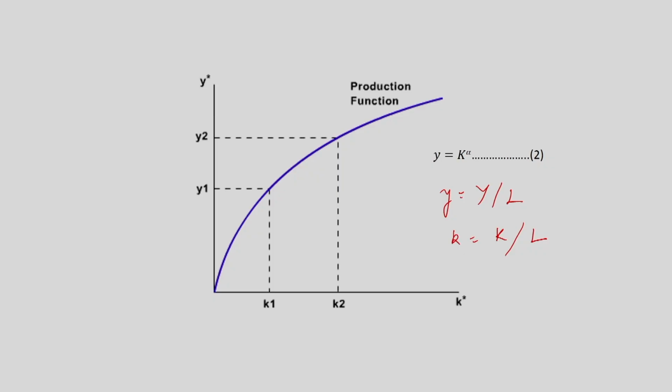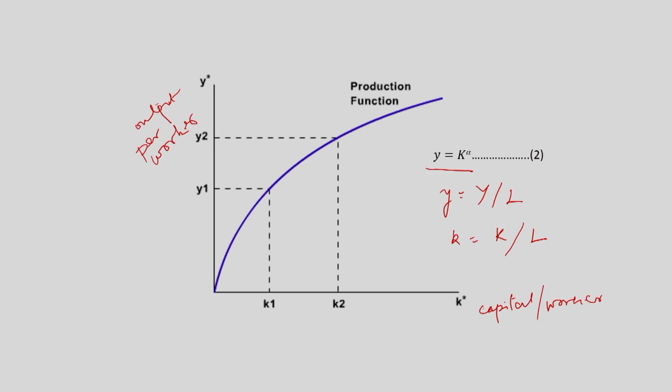So this can be plotted in terms of a production function, y is equal to k to the power alpha. This curve is the production function. The x-axis shows capital per worker, and the y-axis shows output per worker. This production function is rising upwards and becomes concave to the x-axis. What the shape of the production function tells us is that with more capital per worker, firms are producing more output per worker.